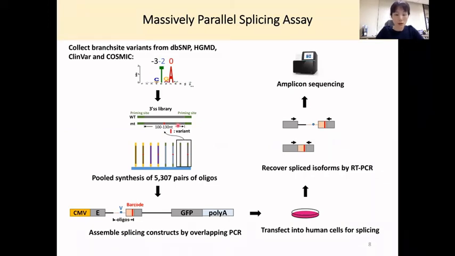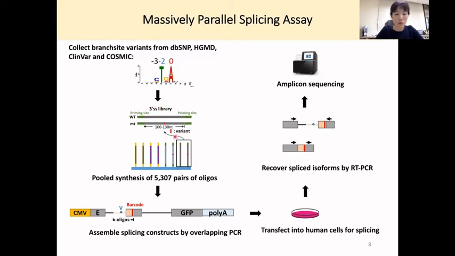So the idea of this assay is that we want to collect as many experimental data as possible. So we first collect the branch site mutations that are reported in human disease databases. These are all natural human disease mutations in SNP database, human gene mutation database, ClinVar, and cancer genomic database. If the mutation falls on the branch point or -2, -3 positions, because they have the highest information of branch site, then we collect them and synthesize them into oligo.